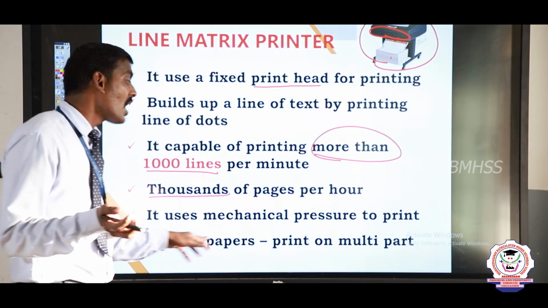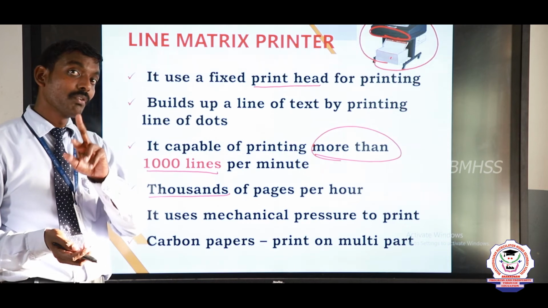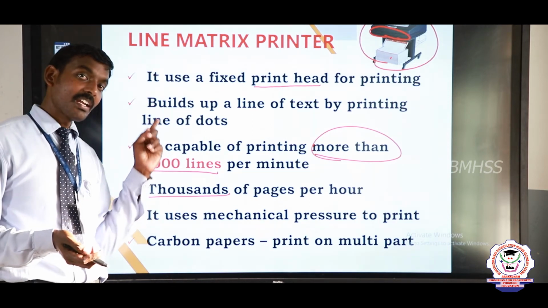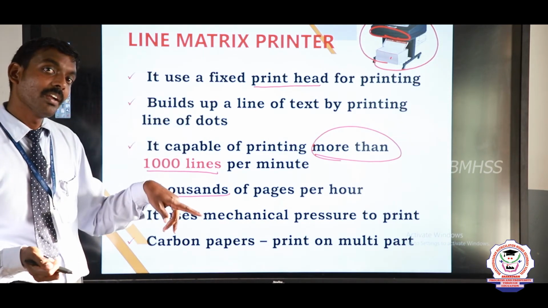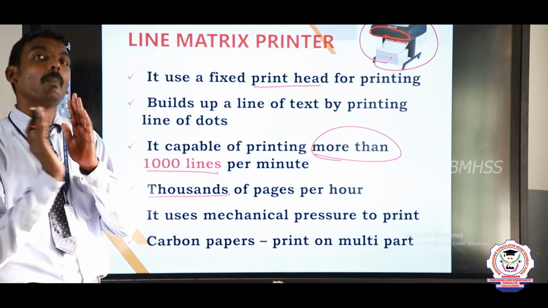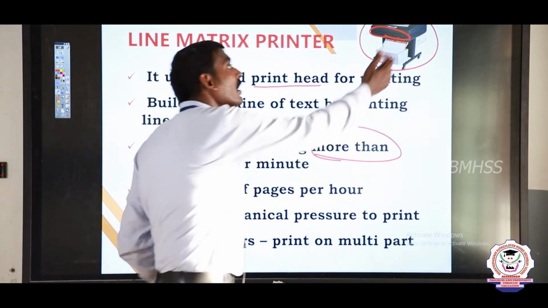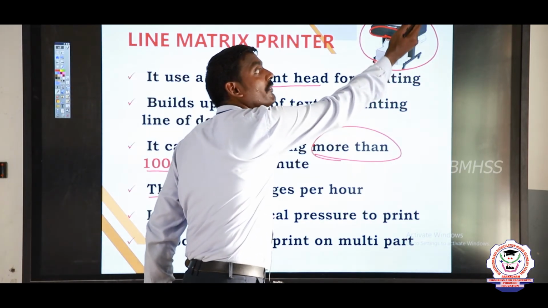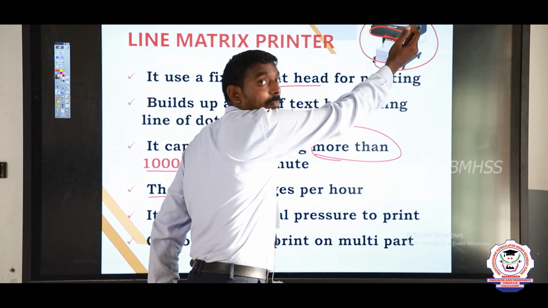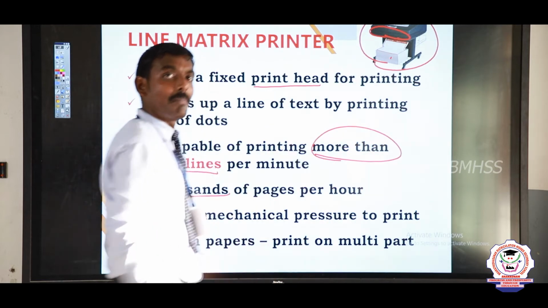Yes, and carbon papers are used. Why can we use the carbon paper? Carbon paper can be used in both the dot matrix printer as well as the line matrix printer. The carbon papers are used to take multiple copies at a time. We can place the carbon paper on the back side of that particular page.